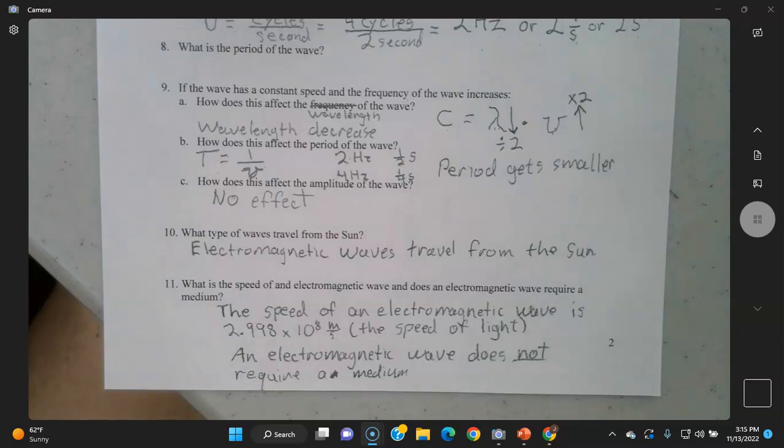All right, so that's every single answer for this assignment. I want to be sure you understand these basic concepts of waves before we go on.